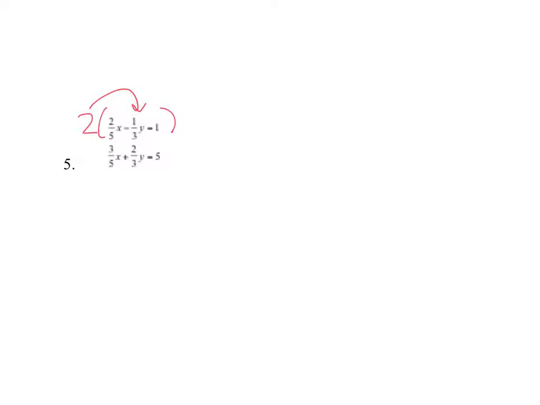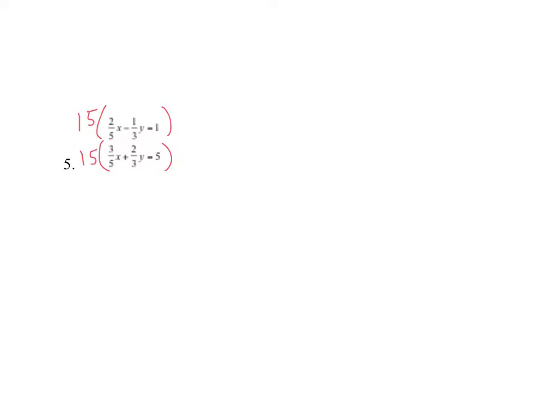But just for the sake of practicing, I would like to clear the fractions just so that we can practice that, because there are going to be situations where multiplying through is not going to be useful at all to us. So to clear these fractions, we're going to multiply by the least common denominator. And in this case, the least common denominator of both equations happens to be 15. It's not always the case that the least common denominator is the same for both equations.